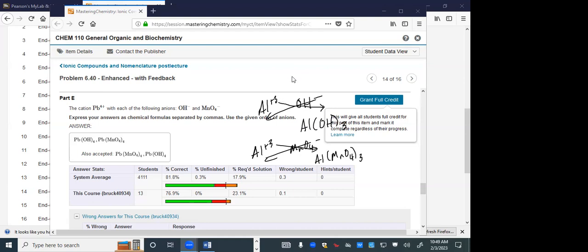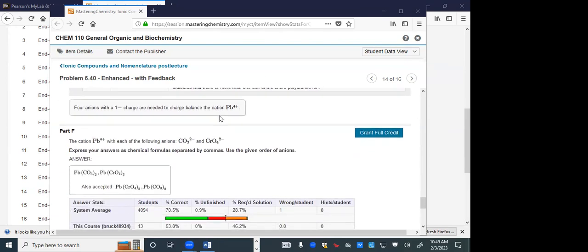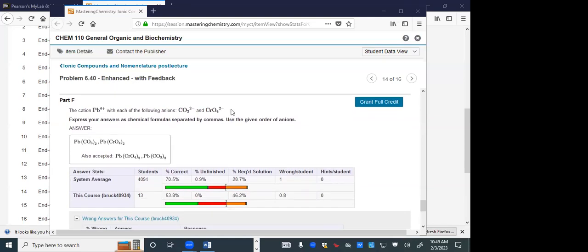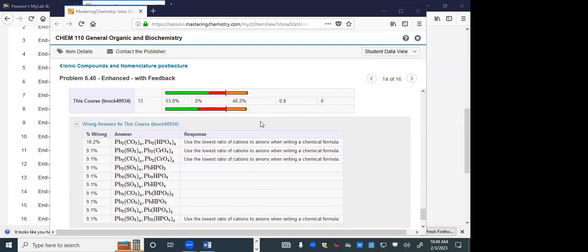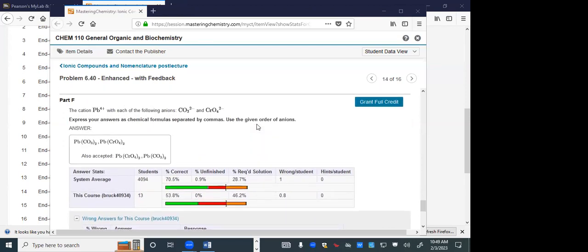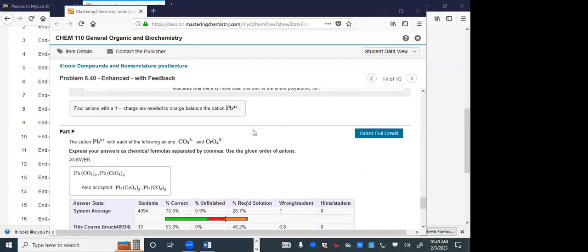I had one question where I got it right, but it wanted me to simplify the ratio. So instead of four and two, it wanted me to put two and one? Right. And that was something we talked about at the end of the ionic unit. So, part F here, which we really struggled with. I can imagine most of the struggles we had were that we did the crisscrossing, but we forgot to reduce. So in that case, we had the ions lead 4 plus.